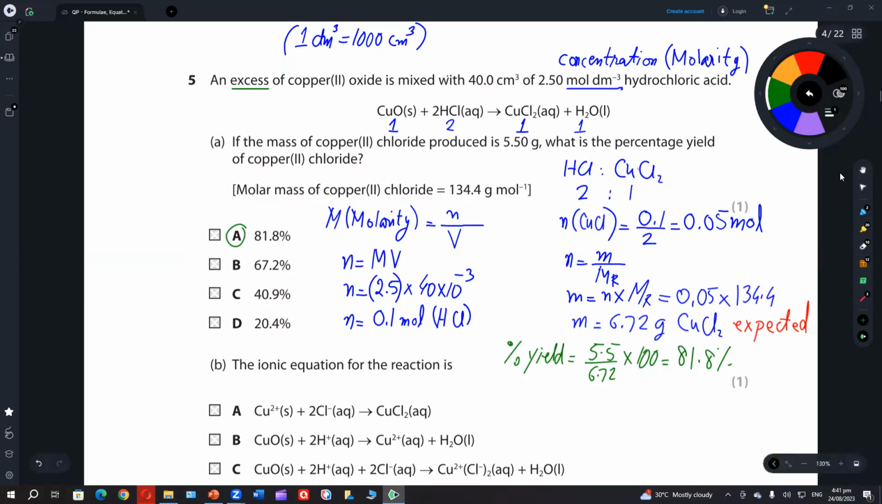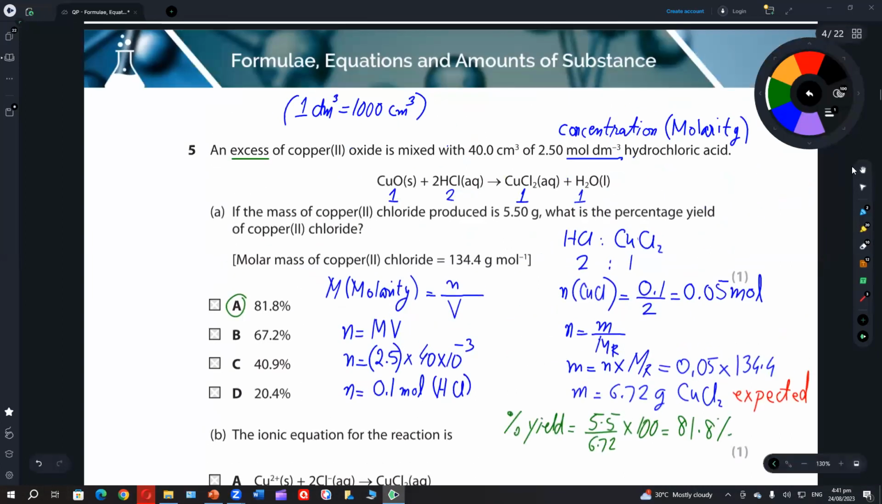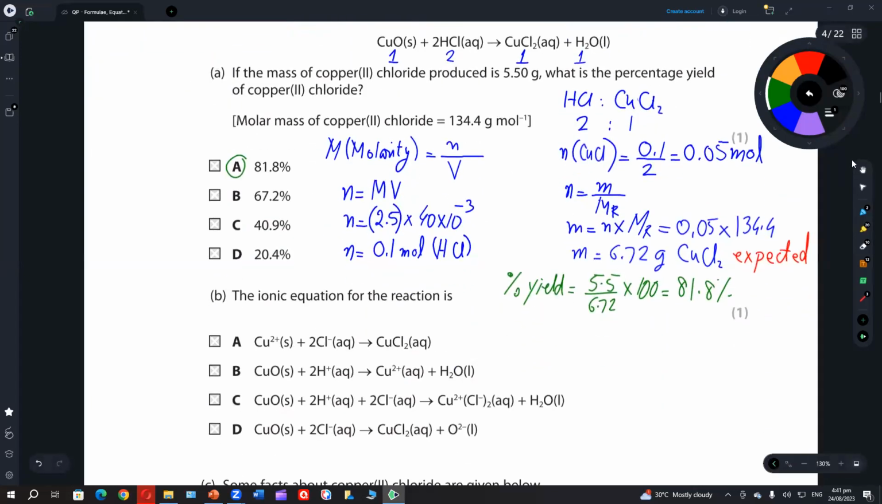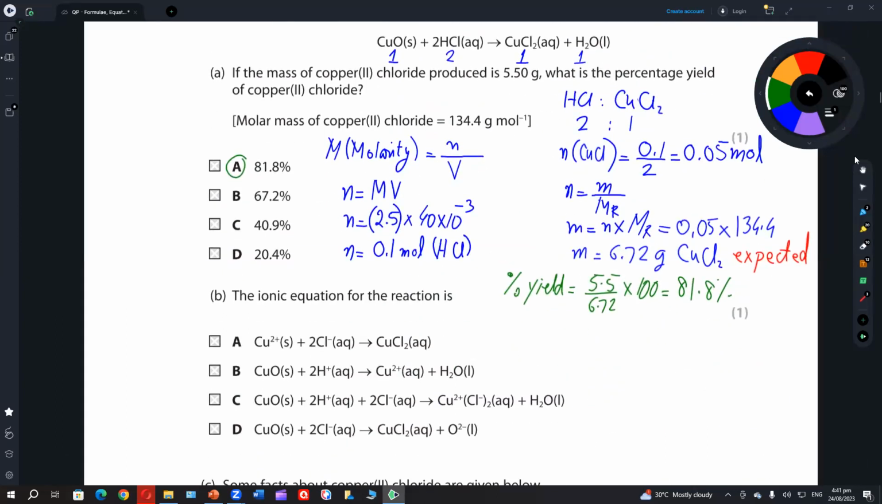The ionic equation for the reaction. This is the main equation: copper oxide plus HCl gives copper chloride plus H2O. How do we make ionic equations? Bring down all the ions and cancel the spectator ions. What are the spectator ions again? Spectator ions are those whose oxidation state does not change throughout.